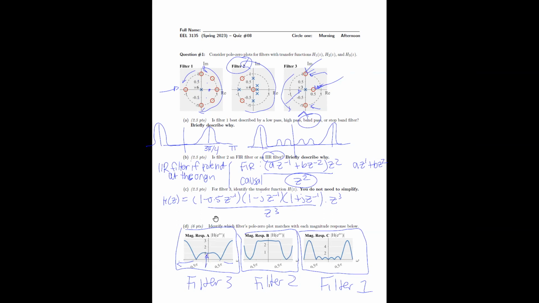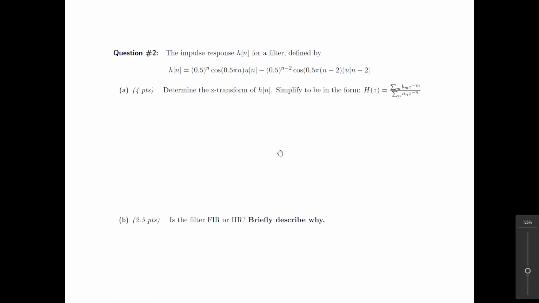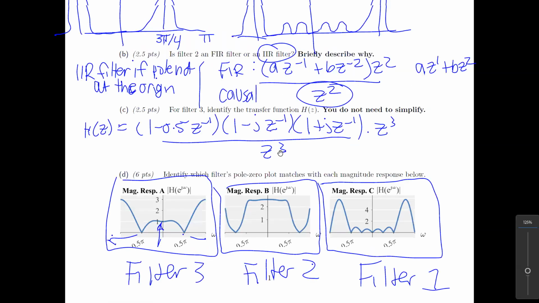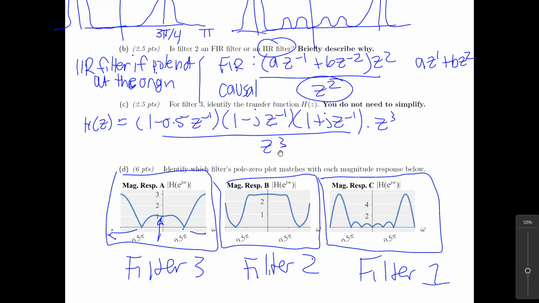Next, question 2. Determine the impulse response h[n] for a filter defined by this: h[n] = 0.5^n cosine(0.5 pi n) u[n].